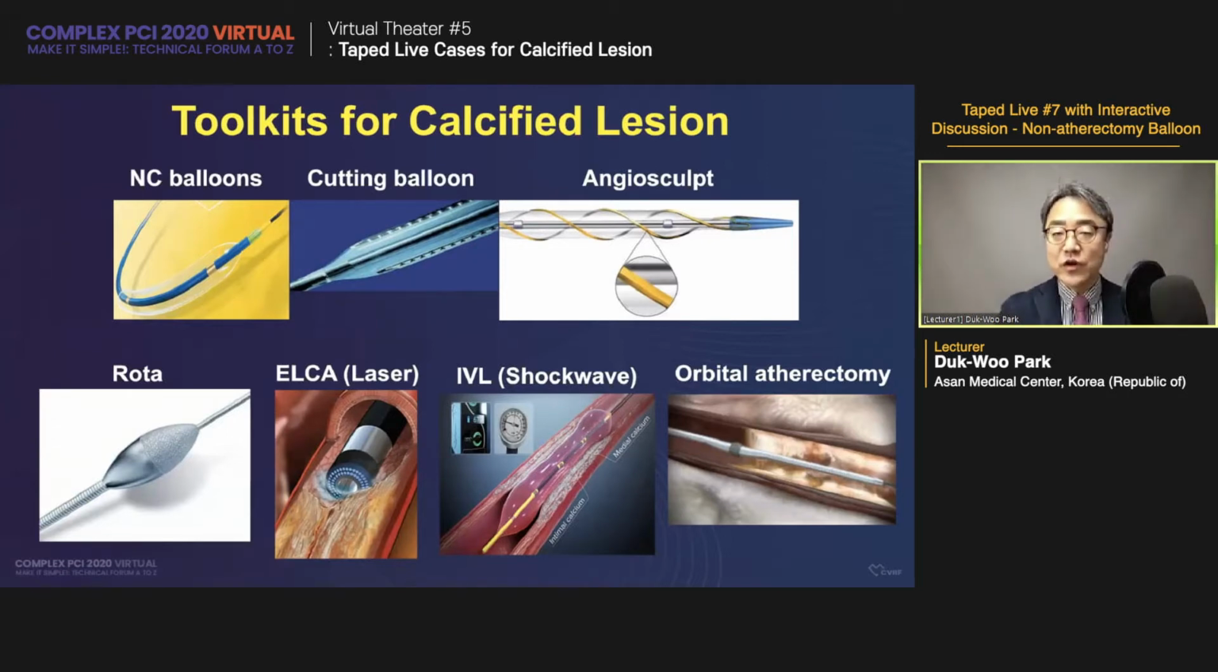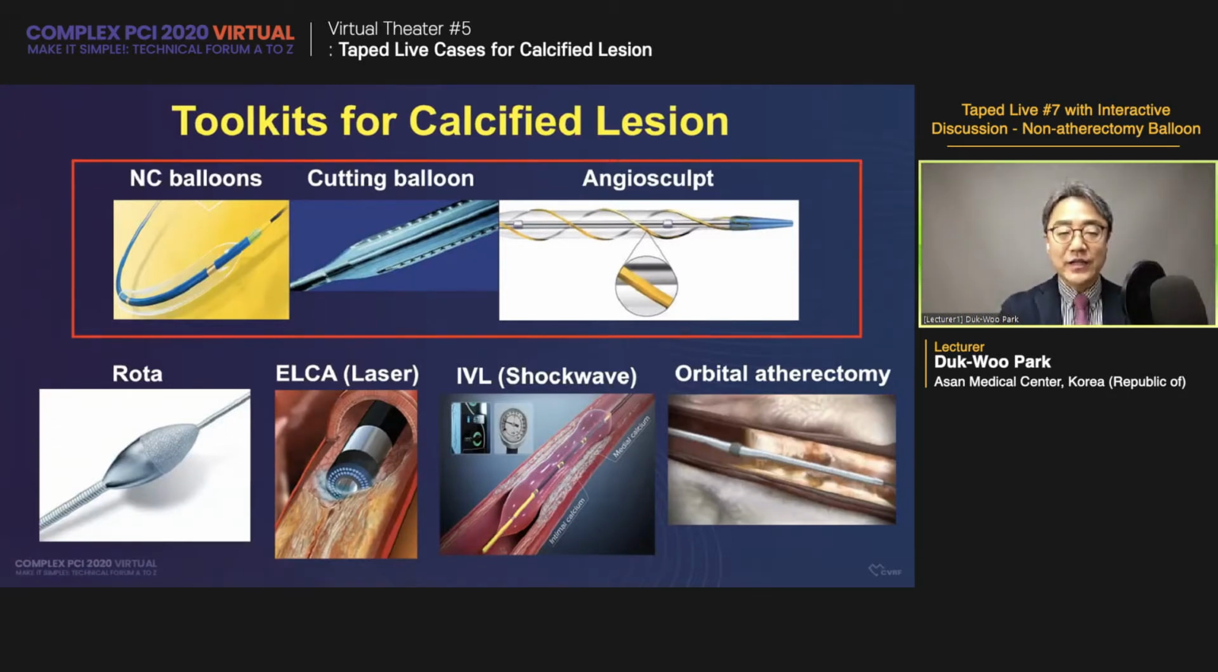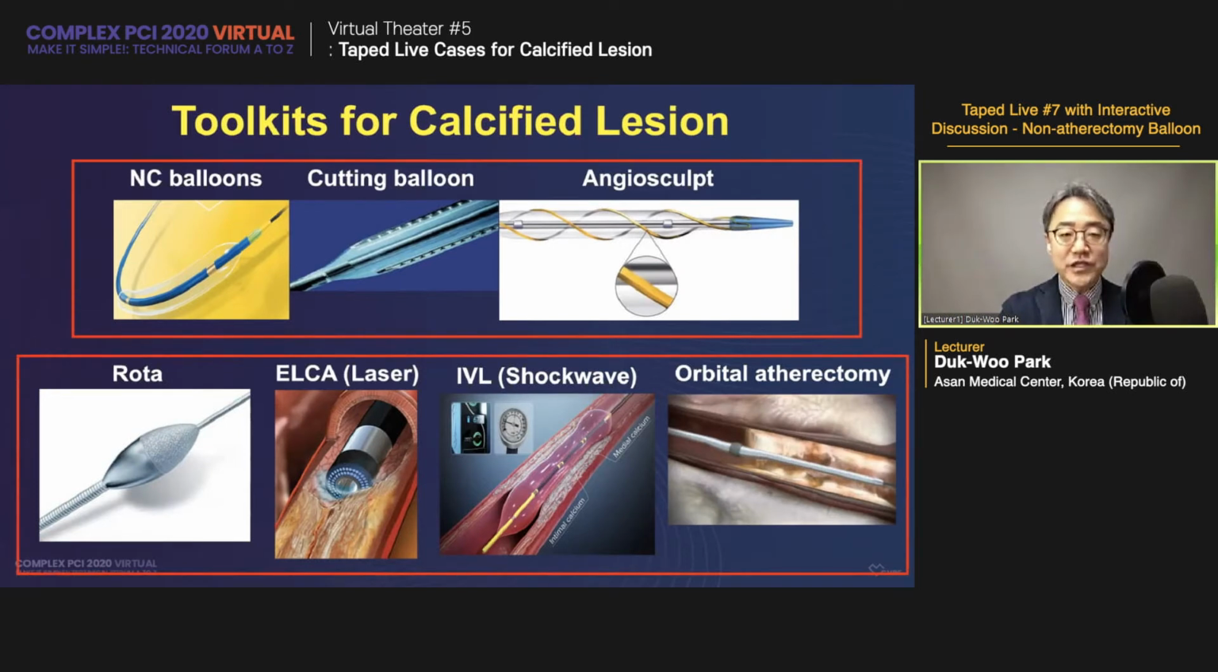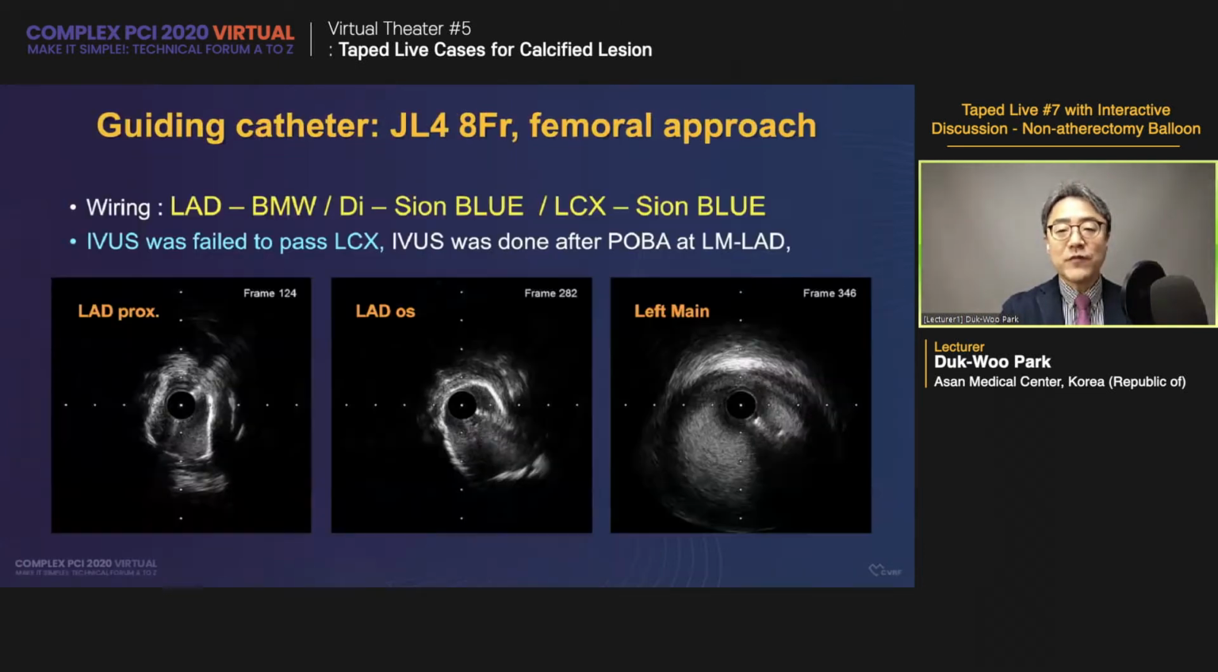So in this case, I think it's not easy to select one specific device for lesion preparation: NC balloon, cutting balloon, angioscope, and the atherectomy types rotablation, laser, shock wave, and orbital atherectomy. In our country, we only have different types of balloons and rotablation. But one of the major problems, as Antonio Colombo mentioned, is the acute angle. If you do rotablation at an acute angle, the rotablator can get trapped, and there is a very high risk of perforation.